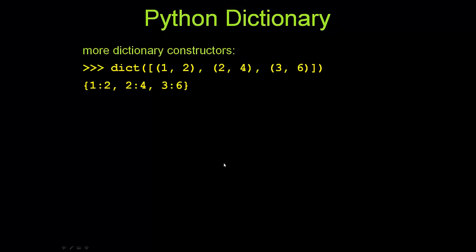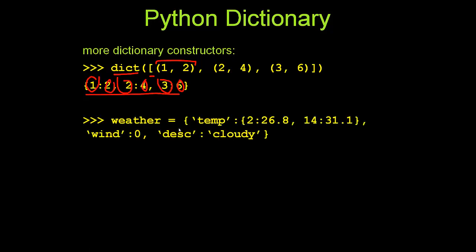Let's take a look. You can also use a list of pairs. This is a list, and these pairs are actually tuples, and you can use dict to convert them into a dictionary. So 1, 2, and 3 are keywords, and these are the values. Similarly, you can do this, and then you can access the value using the key.